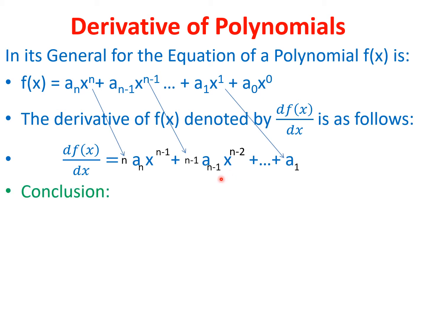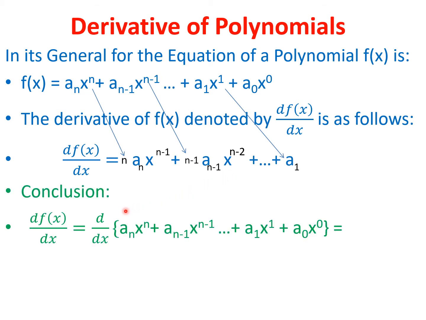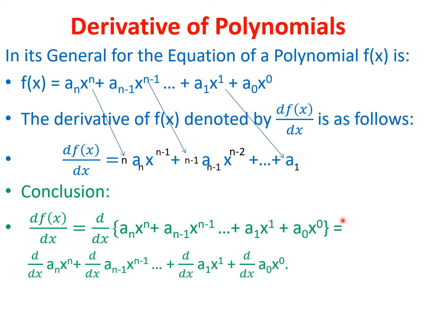Okay, let's take a look at the conclusions from what we went through. Number 1, the derivative of f of x, which is a polynomial, we can do it as d by dx of all the terms between parentheses or between curly brackets. The derivative will be the derivative of each term separately, d by dx of the first term plus d by dx of the second term, all the way until d by dx of the last term. That is conclusion number 1.